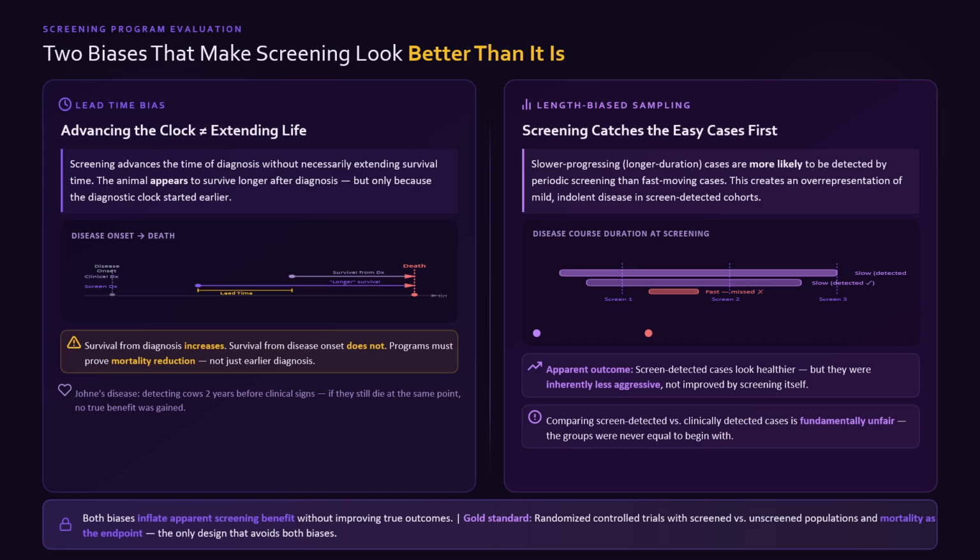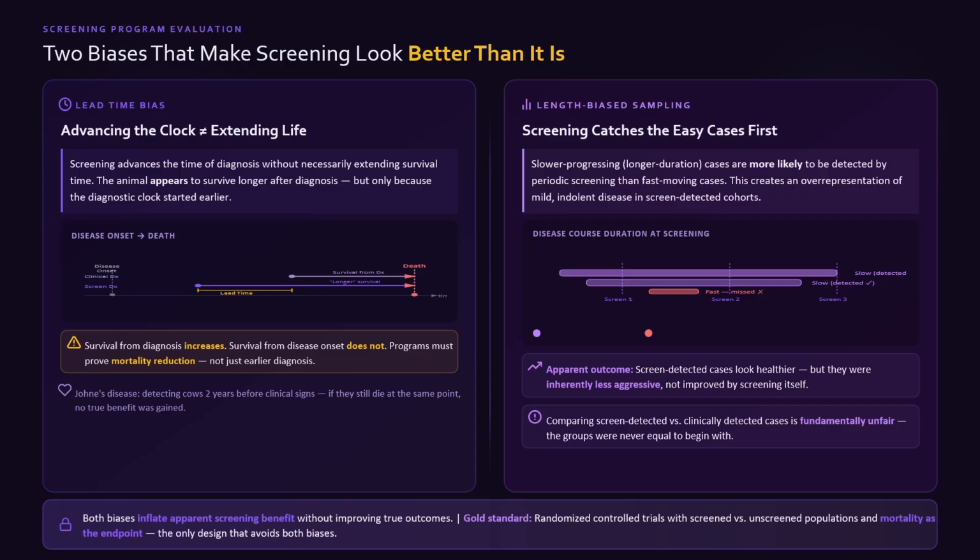Picture two cows, both destined to die of Johne's at age 7. Cow A is caught by ELISA at age 4 and, quote, survives 3 years after diagnosis. Cow B isn't diagnosed until she shows signs at age 6 and, quote, survives 1 year. Both die at 7. Screening didn't add a single day. It just gave us 3 extra years of knowing. That illusion of longer survival is lead time bias.